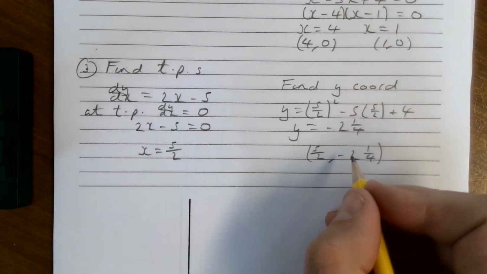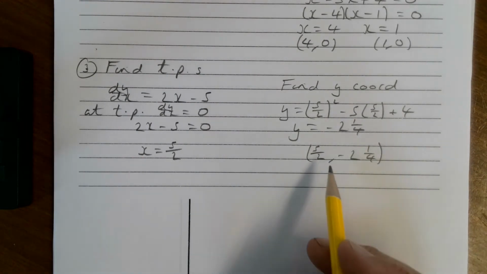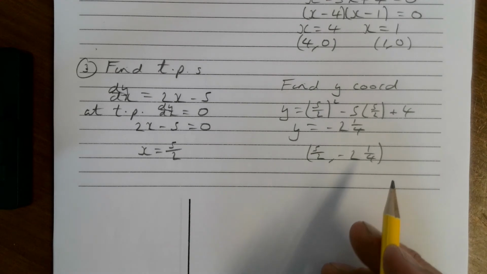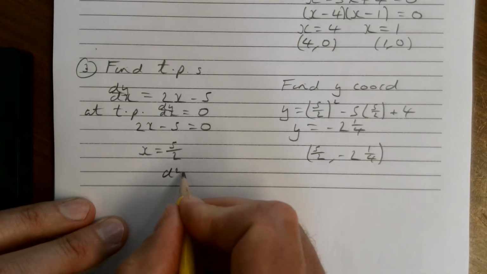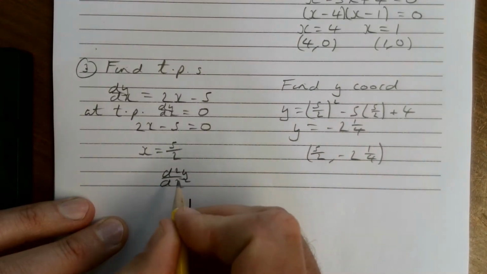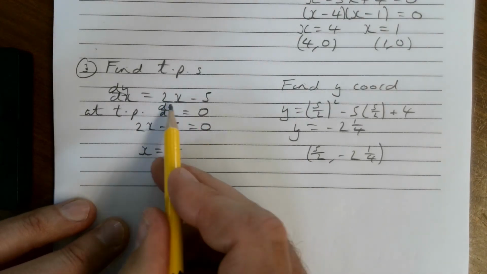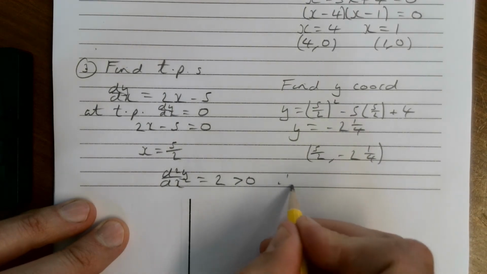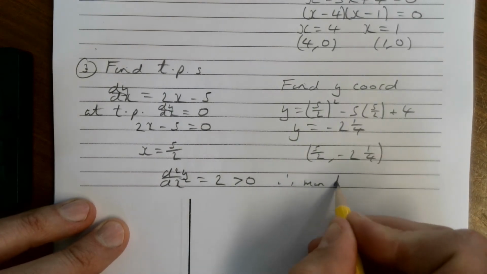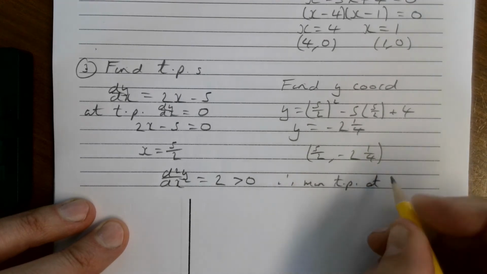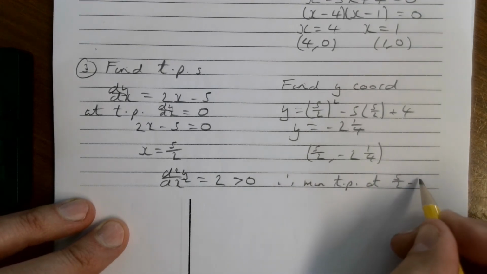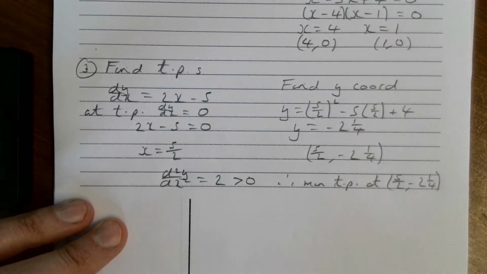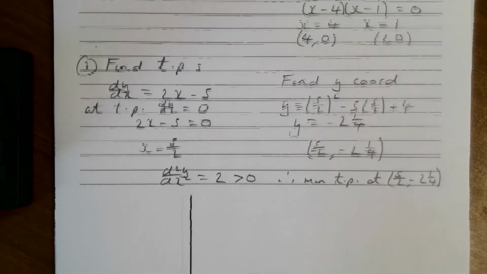Now if we plot all those, it will be blindingly obvious whether the turning point is a maximum or minimum, but we're asked to find it. So we're going to use d2y by dx squared. If you differentiate this, we of course just get a 2. 2 is greater than 0, therefore minimum turning point at 5 over 2, minus 2.25. We have everything we need now to go ahead and plot away.